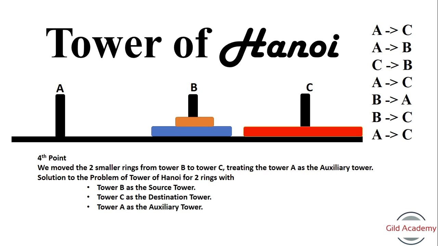And in the fourth point, we said we moved the two smaller rings from tower B to tower C, treating tower A as the auxiliary tower. So this is again nothing but the solution to the problem of Tower of Hanoi with two rings, but we treated tower B as the source tower this time, tower C as the destination tower this time, and A as the auxiliary tower this time. So as we can see, the problem of Tower of Hanoi for three rings was solved by making use of the solution for the problem of Tower of Hanoi with two rings.